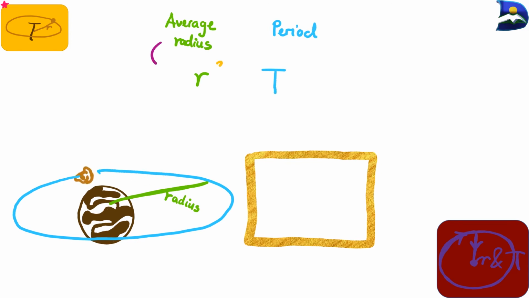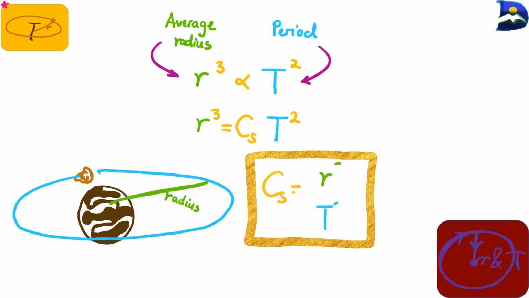The final conclusion comes from the average radius relationship with the period, where in this case we see that the radius cubed is directly proportional to the period squared. Therefore, the constant, which is Cs, in this case focuses on the frame of reference of the sun or the central body, and is equal to the ratio of the radius cubed and the period squared.